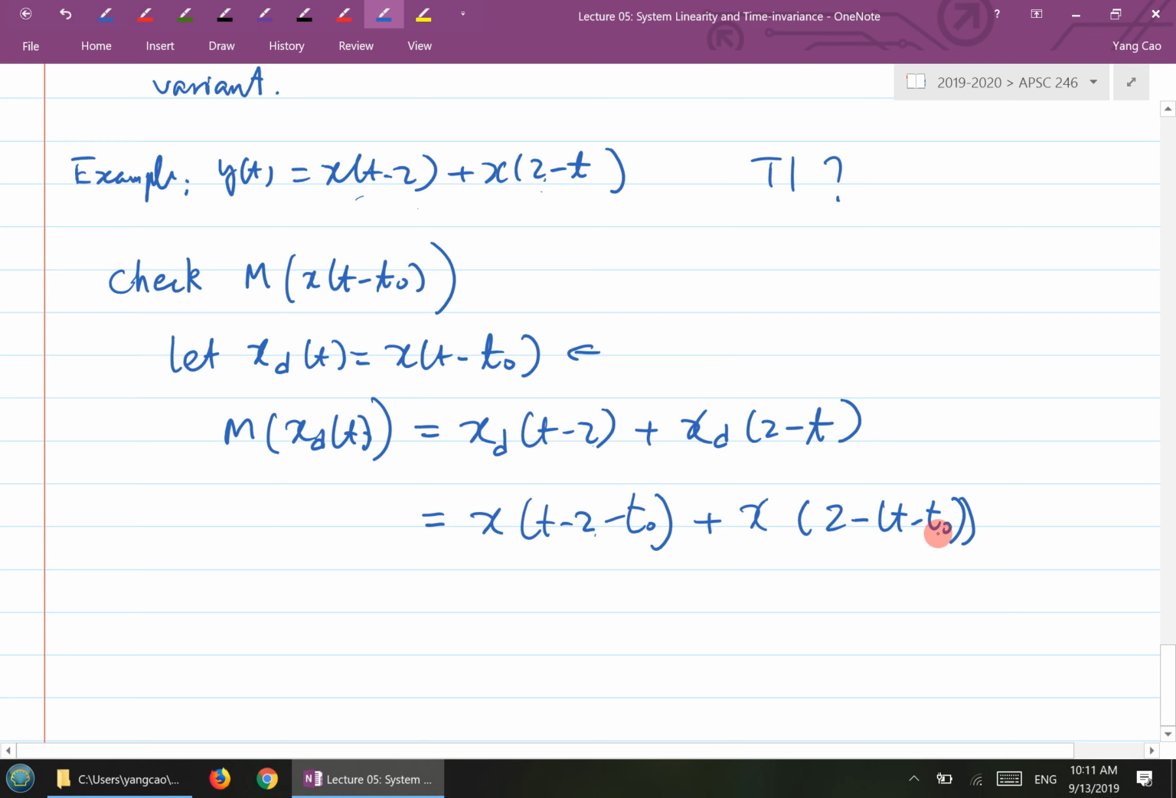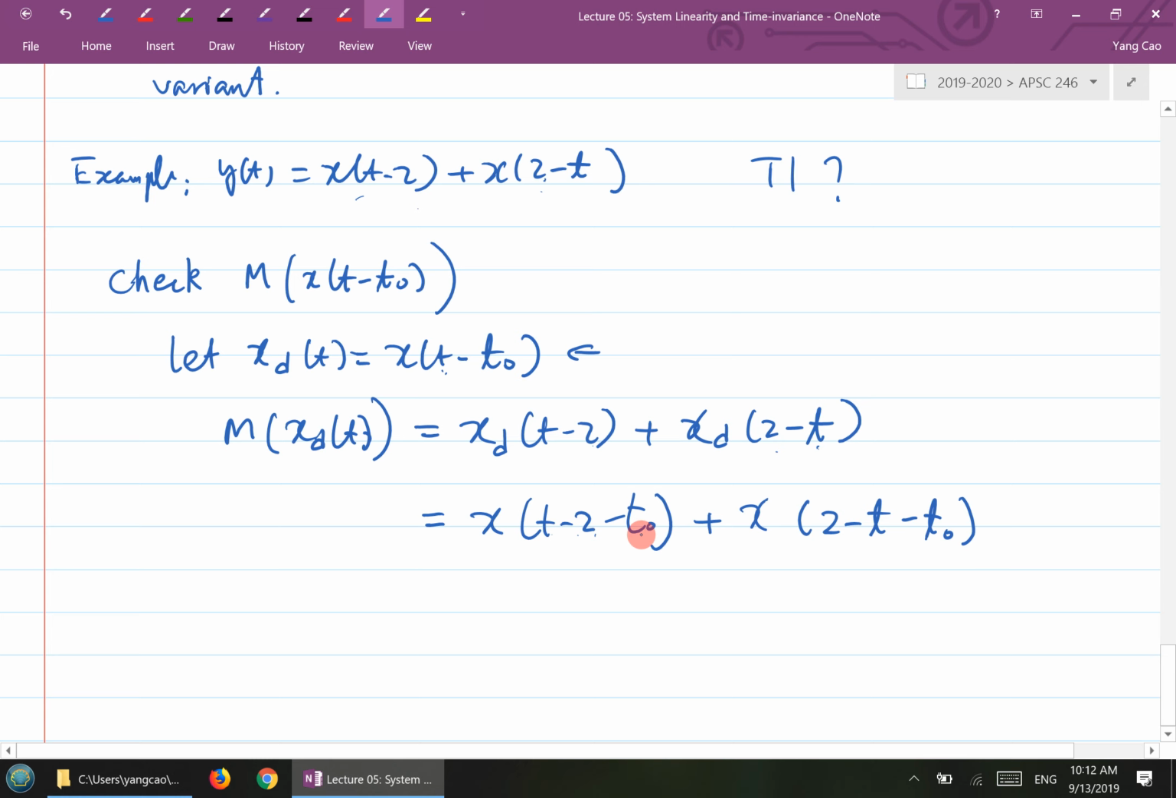Sorry. Here is a t minus t naught. Replacing the t with, sorry, what's going on here? So replace the t with 2 minus t. Okay, that's all right now. Right, replace the t with 2 minus t. So 2 minus t minus t naught. Here, replace the t with t minus 2. So t minus 2 minus t naught.